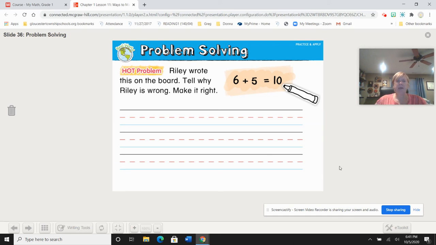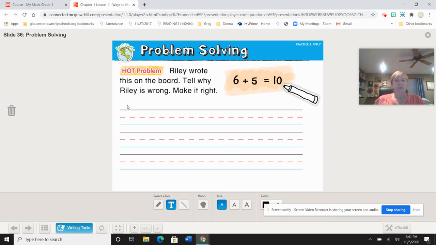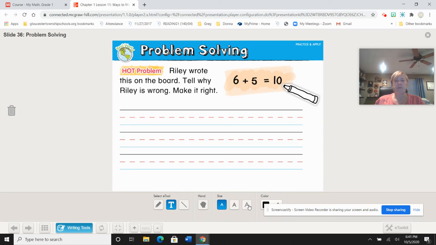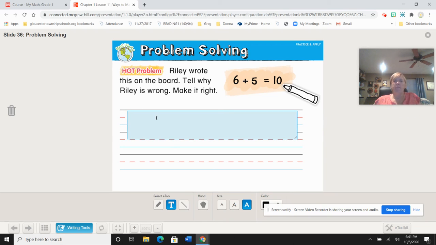Okay, now here we go. Hot problem. Riley wrote this on the board. Tell why Riley is wrong and make it right. Okay, so Riley wrote 6 plus 5 equals 10. That doesn't make 10, does it? All right, well, let's see. So, what does it make, do you think? Okay. All right, so how can we make it correct?